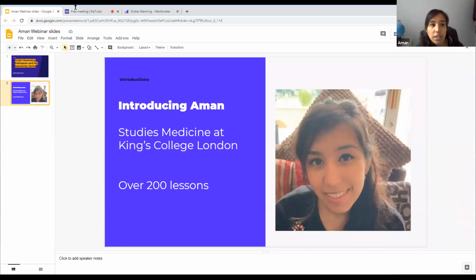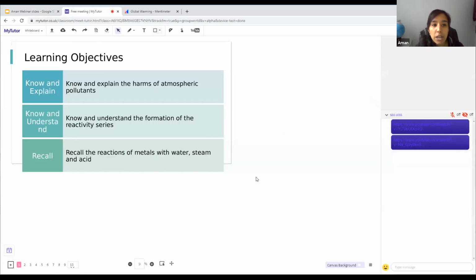So let's get started. Today's learning objectives are to know and explain the harms of atmospheric pollutants. This is the last learning objective for the topic of the Earth's atmosphere. And then we'll be doing a little snippet on the reactivity series and displacement reactions. Displacement reactions we'll be looking at tomorrow.